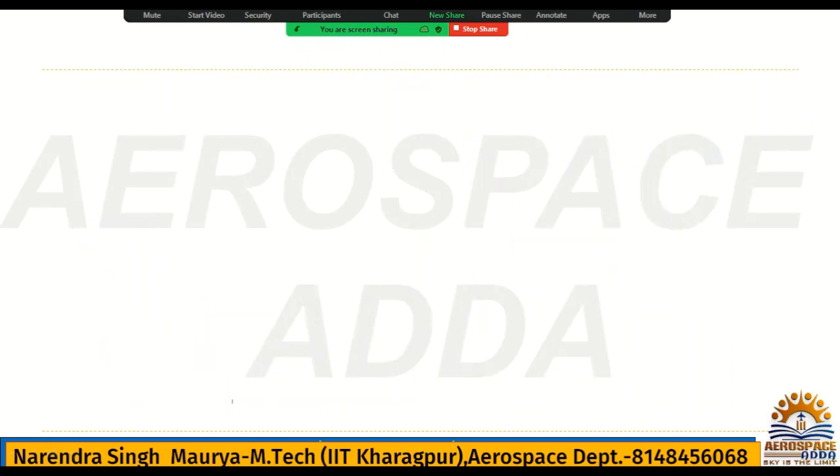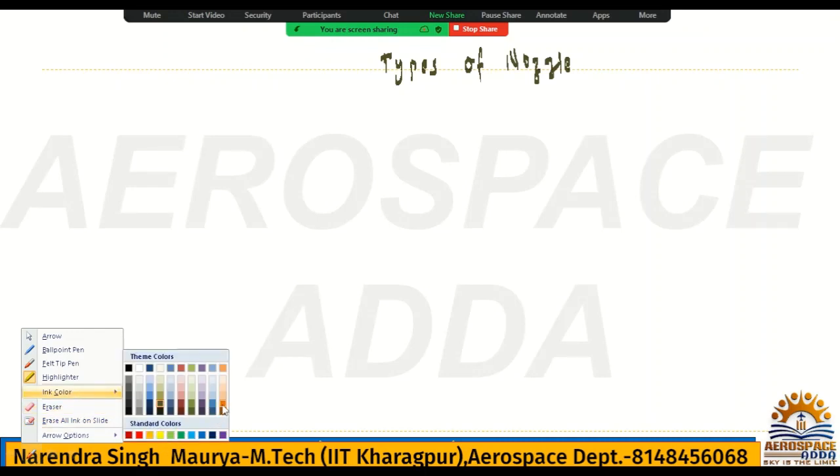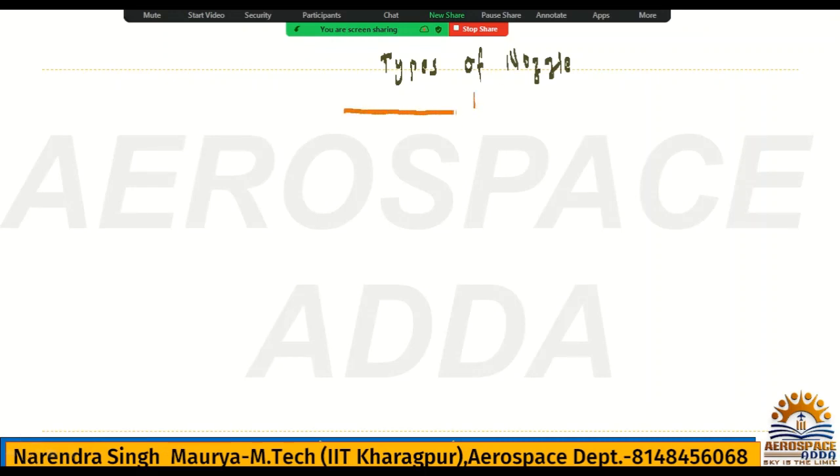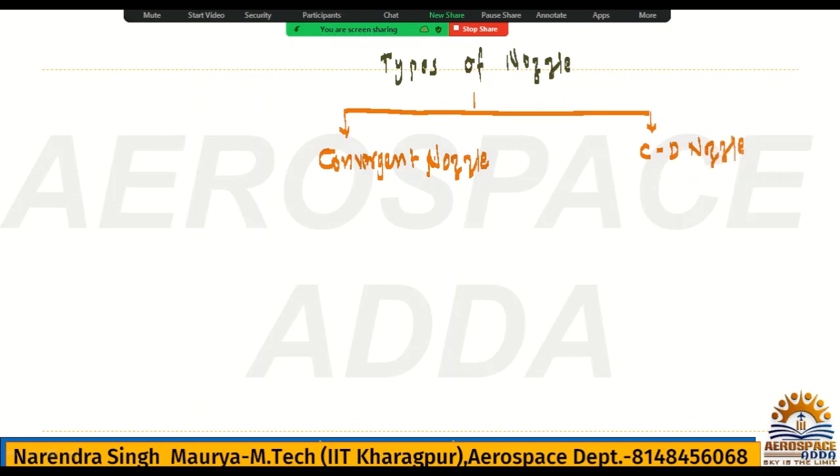Right. Now, types of nozzle. So we basically have two types of nozzle here. And in aerodynamics I have already discussed this, so you are aware of it. First one is the convergent nozzle. Second one is the convergent divergent nozzle. So I have already discussed convergent nozzle and CD nozzle, convergent divergent, both.